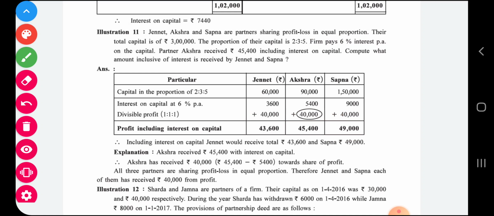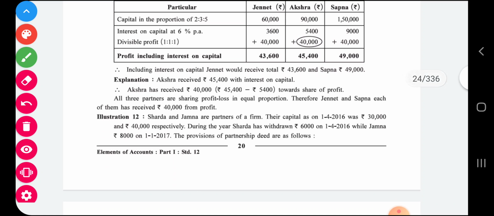Now example number 12 onwards, they are somewhat connected with the final account.